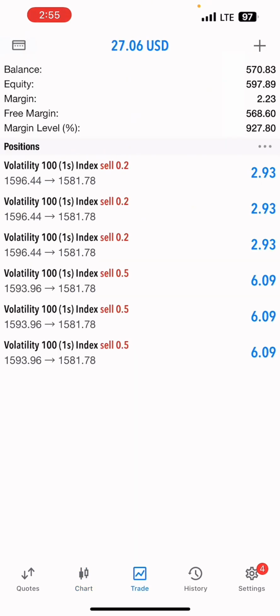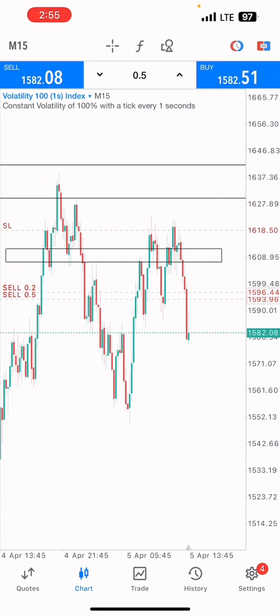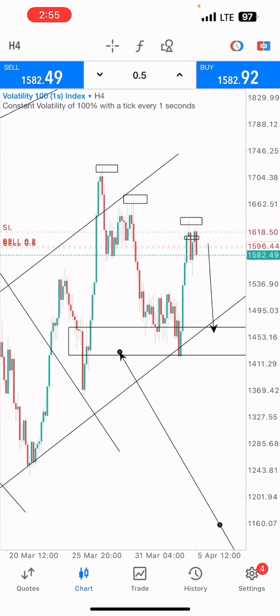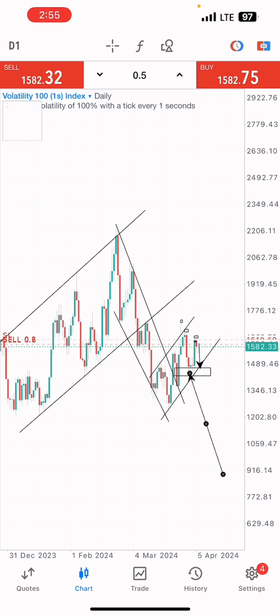We are up $26 in profits, $27 I would say. More sells expected in the coming hours and days, basically. So going back to the daily time frame, we can see that this trend is in an uptrend, and we should actually be looking out for buy opportunities.